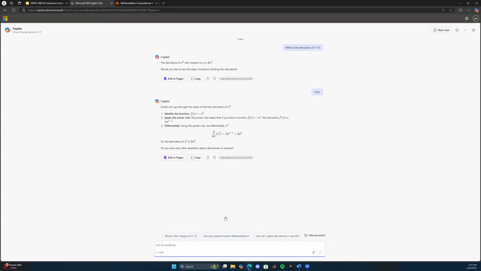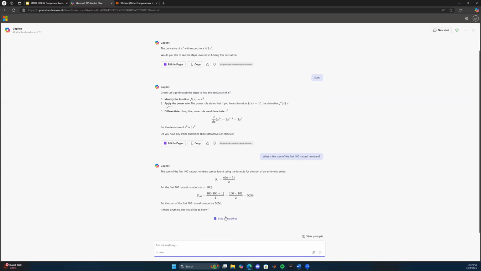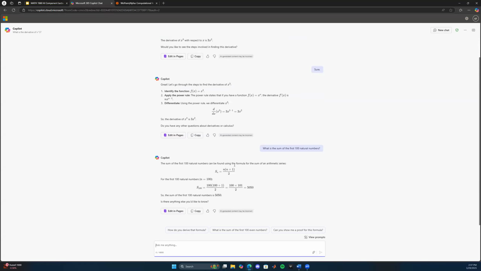Let's try another thing. How about, what is the sum of the first 100 natural numbers? See if it can do this. Oh, wow, they even give us a formula: n times n plus 1 over 2. Okay, great. Well, this isn't exactly calculus. Maybe the first one was, but this isn't. So let's go to a calculus problem.